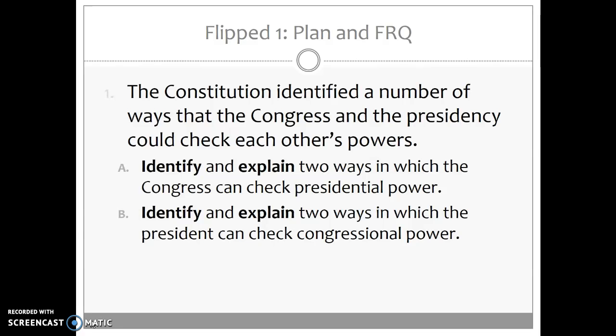So this is your first FRQ. You don't have to write this FRQ, just plan it. So you have to identify and explain two ways that Congress can check a presidential power. So again, just plan it, you don't have to write it. And also identify and explain two ways that the president can check congressional power. And this is obviously worth 8 points, because you get 2 points for identifying and explaining, but 2 times each, which is 4 per section.